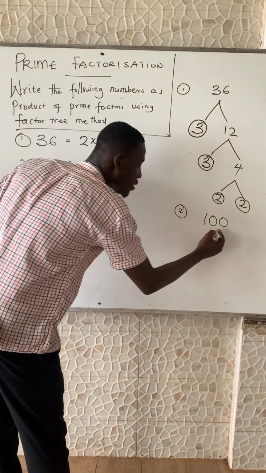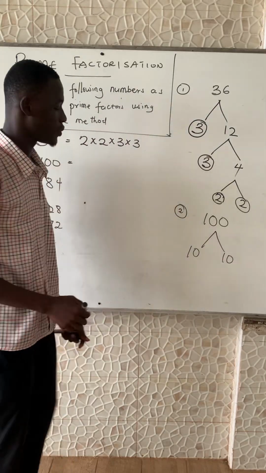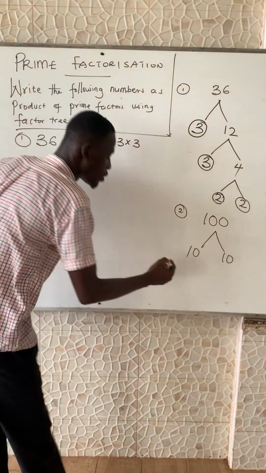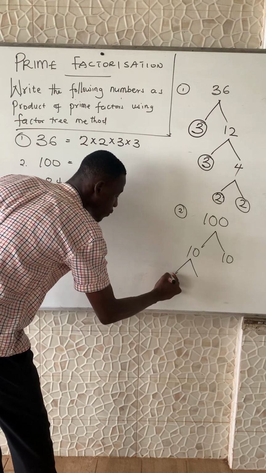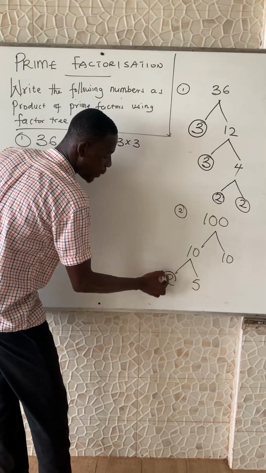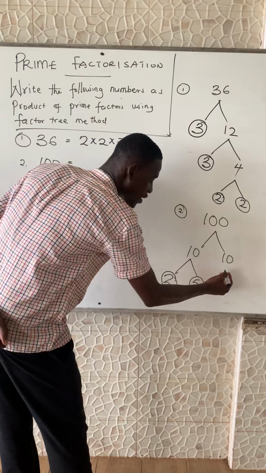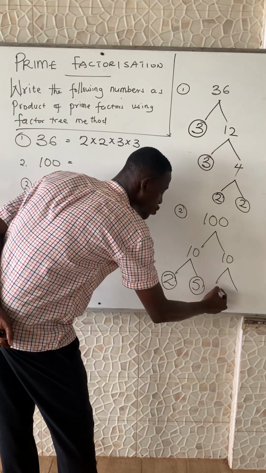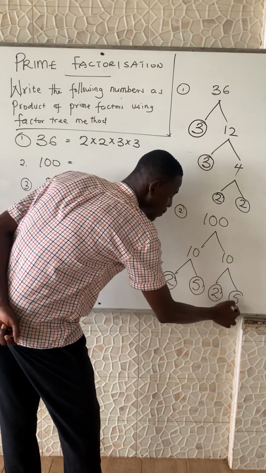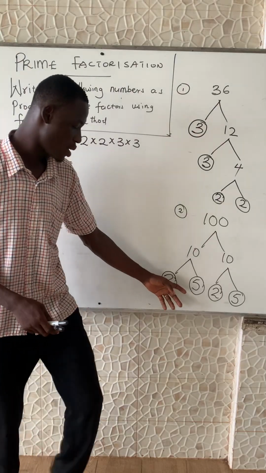Alright, so using 10 times 10, you get 10 here, and 10 here. Now, 10 is not a prime number, so we break it down. This will give us 2 times 5. Now 2 is a prime number and 5 is a prime number, so we circle them up. Then for this other 10, we break it down to get 2 times 5. So 2 is a prime number, circle it up. 5 is a prime number, circle it up. So we're able to dissolve 100 into prime factors.